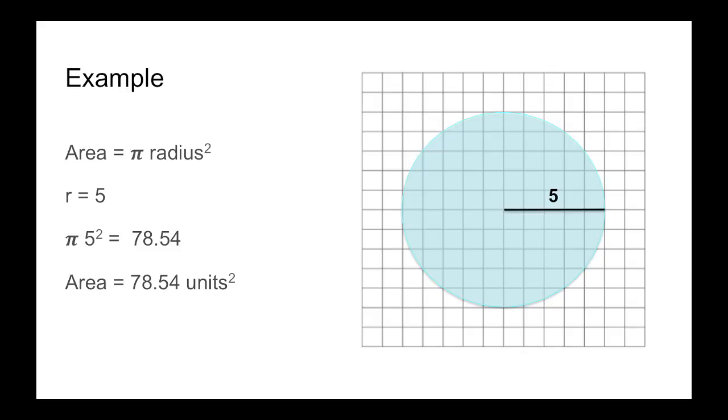Here is an example of finding the area of a circle. Using the graph paper, we can count that the radius of the circle is 5 units. We then plug this number into the equation A equals pi r squared into our calculators, giving us the area of 78.54 units squared for this circle.